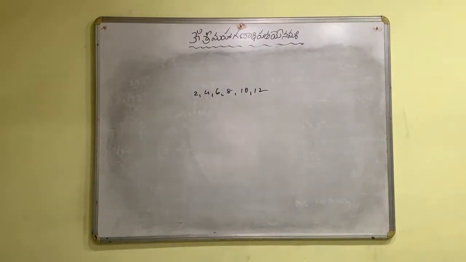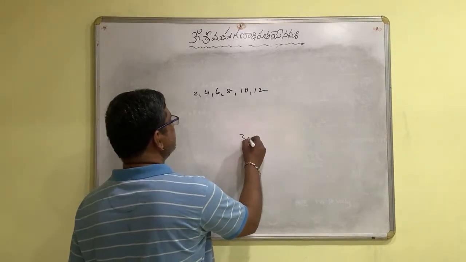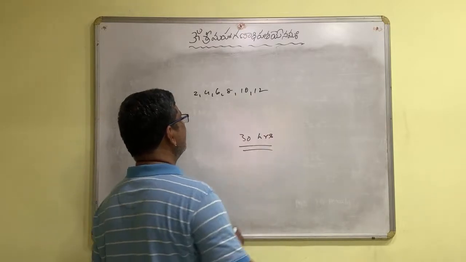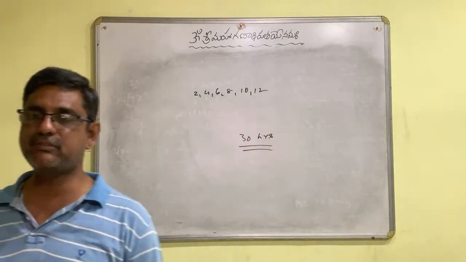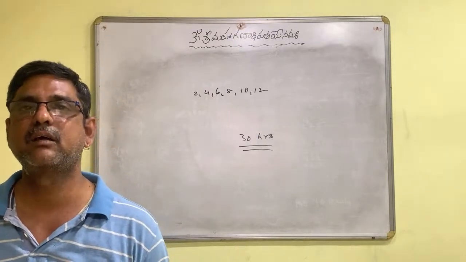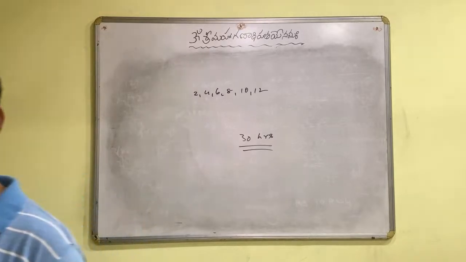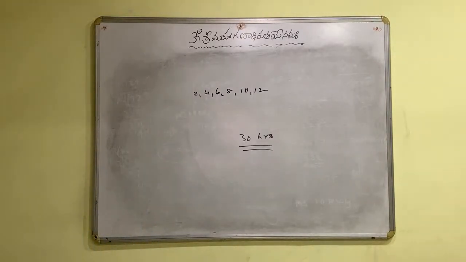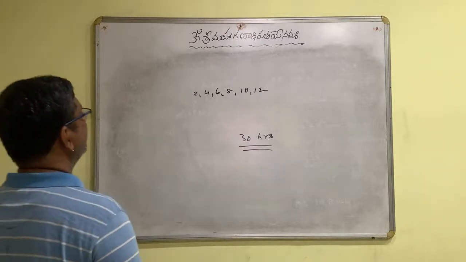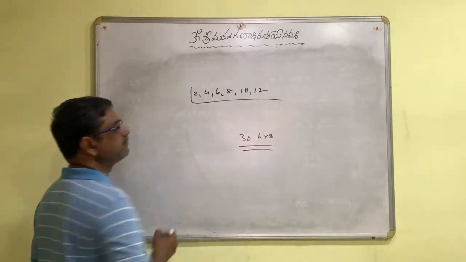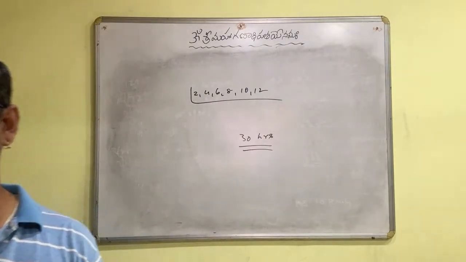Now what you have to find out? In 30 hours, how many times do they toll together? So if there is a 30 hours time, in these 30 hours, how many times do these 6 bells toll together? So we need to find out LCM first.